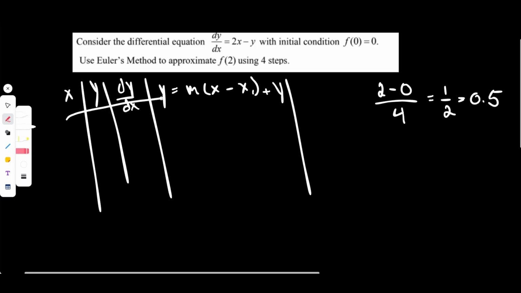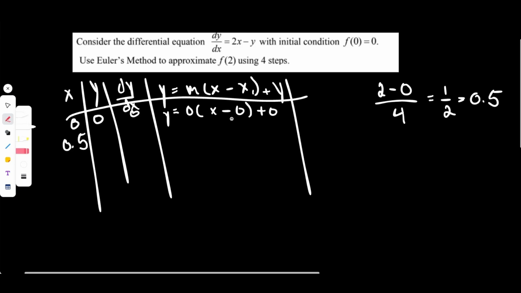Okay, so then for our x, we're going to plug in our initial condition. So we plug in 0, and in our y, again, we plug in our initial condition, and we plug these into here. So we know 2 times 0 minus 0 is just going to be 0. So we're left with y is equal to 0 times x minus 0 plus 0. Okay, and then we increment by 0.5. So our x goes to 0.5.